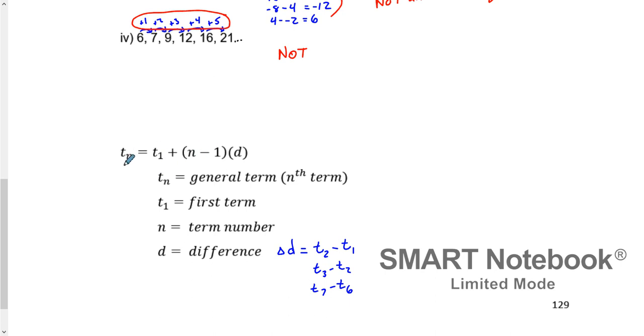I just want to point out one thing, that this n and this n are the exact same thing. So if I use 7, that would also be 7 there. So in the context of the question, it would be asking what's term 7? Well, it would just be the first term plus 7 subtract 1 multiplied by the difference. So let's see some questions that help relate to that.